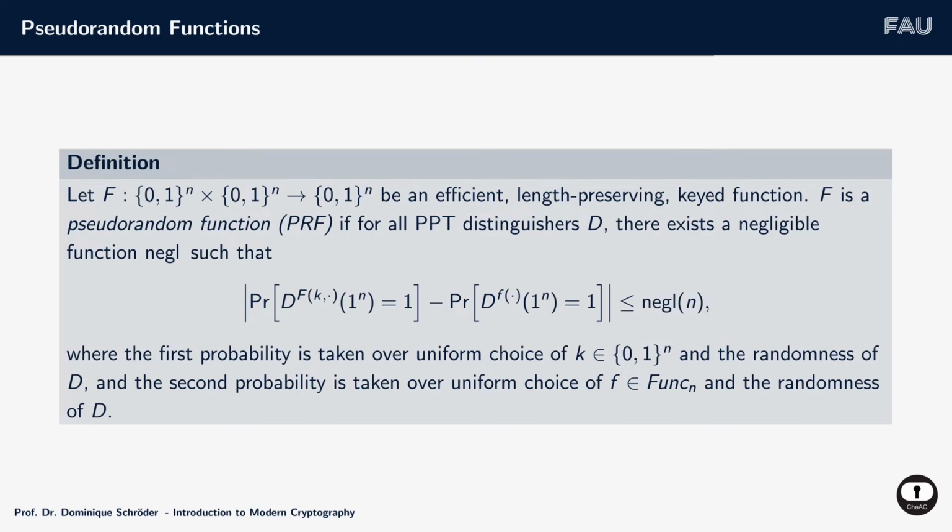So now let's take a quick look at how these probabilities are actually computed. Well, in the first case, the probability is computed over the random choice of k, meaning over the random key that we have chosen. In the second case, the probability is taken over the random choice of f from the set Func_n. And by Func_n, we mean the set of functions that have the corresponding input and output behavior. So this concludes the description of the definition.